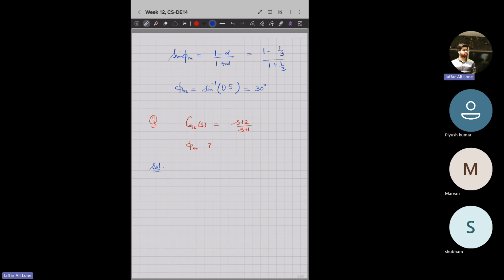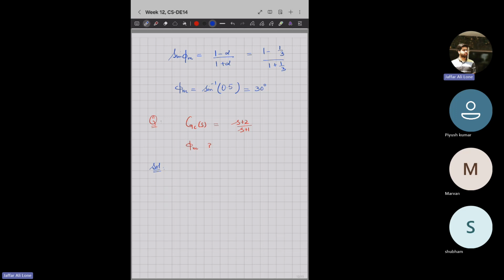How is it a lead compensator? Can you tell me? In a lead compensator, if you draw the pole-zero map, the zero is closer to the origin, but in case of a lag compensator, the pole is closer to the origin. Okay, so this is how, otherwise everything remains the same.